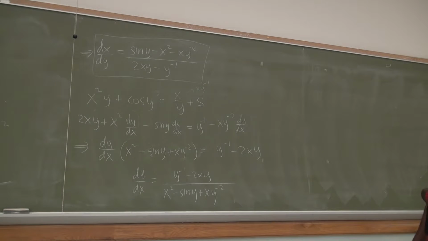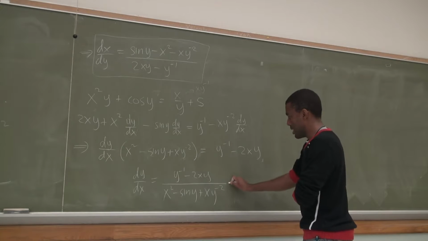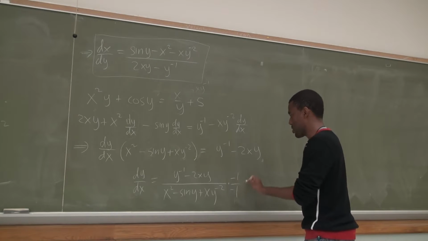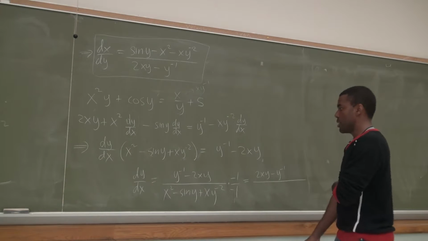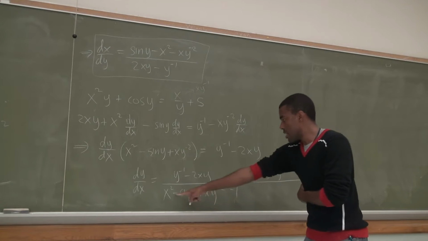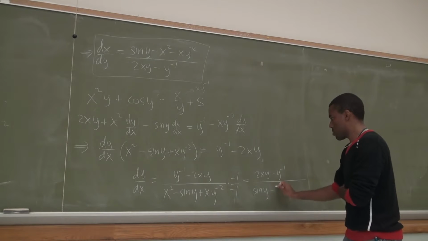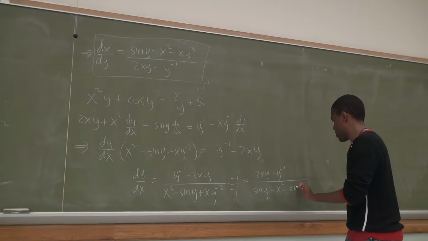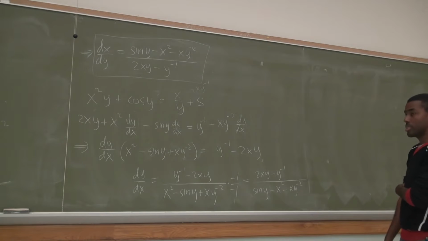Because you flip it and then you take... No, but still the denominator is different because I think it's multiplied by negative. But multiply by minus 1 over minus 1, what do you get? 2xy minus y to minus 1, right? Yeah. Over, now the sign would be positive, sine y minus x squared minus x. Right? What do you notice? Oh, now you see. It's the reciprocal, it's not the negative. Yeah, reciprocal.